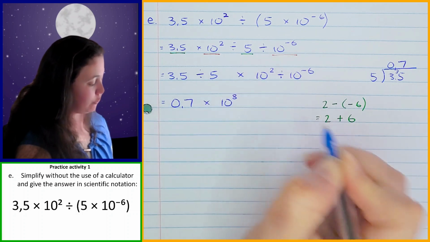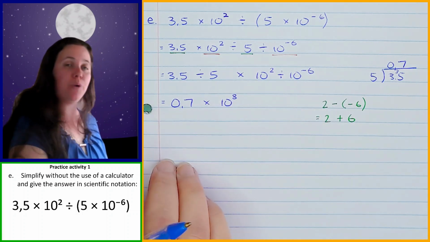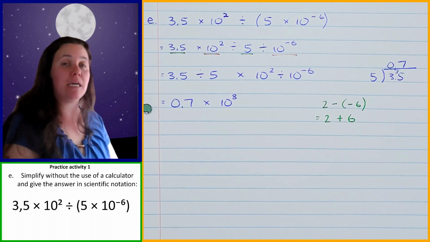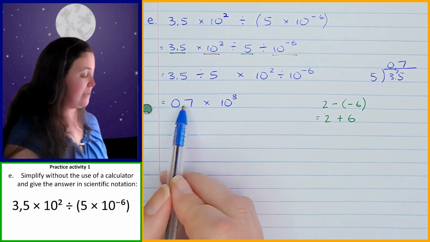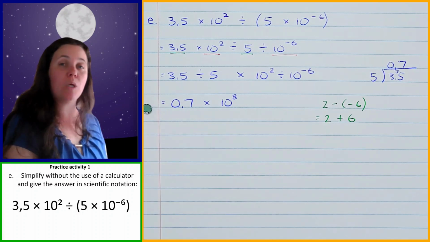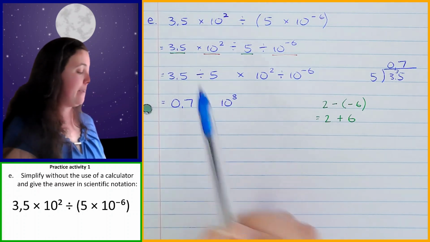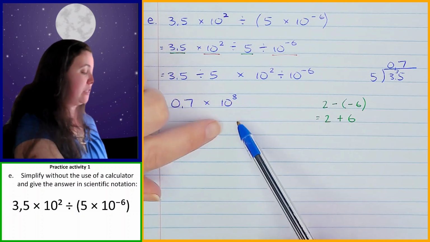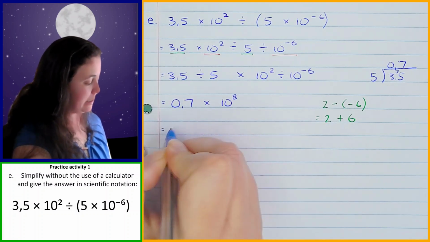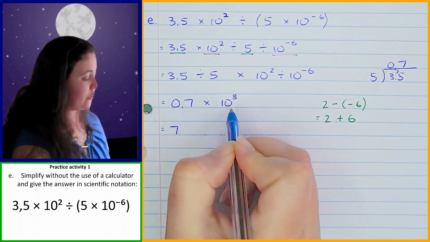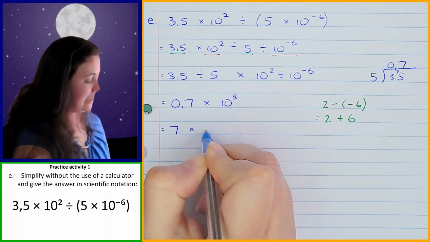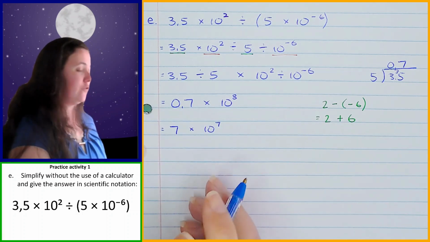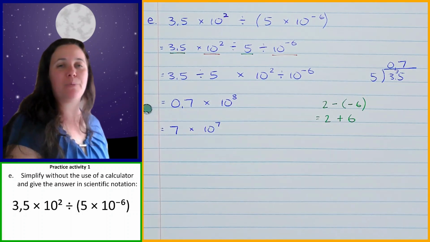So that's 10 to the power of 8. So that gives me 0.7 times 10 to the power of 8. Now I have to go and check if it is still in scientific notation. So over here, 0.7, that is too small. It's not between 1 and 10, so now I need to go and change it. I need to multiply that by 10, which means I need to divide this by 10. So over here, this becomes 7. And then over here, when I divide this by 10, it's going to become 10 to the power of 7. So you should have got, for that one, 7 times 10 to the power of 7.